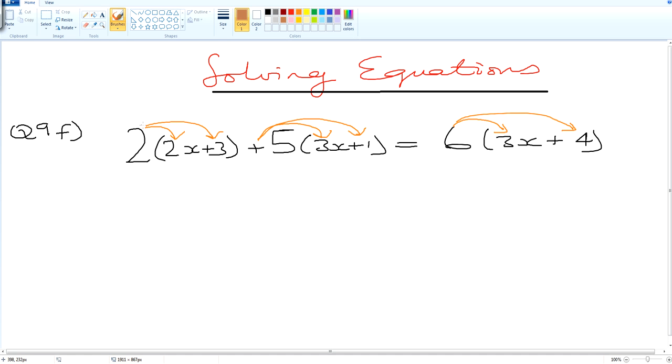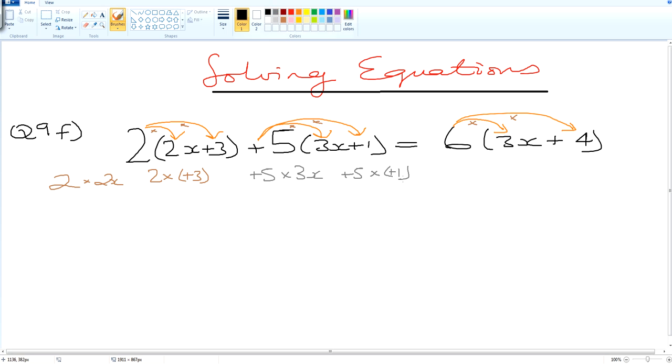So now we've got 2. Remember, when you multiply the bracket, everything is being multiplied. So 2 times 2x, and followed by 2 times plus 3. Make sure you keep an eye on the signs. The next part's going to be plus 5 times 3x, followed by plus 5 multiplied by plus 1.